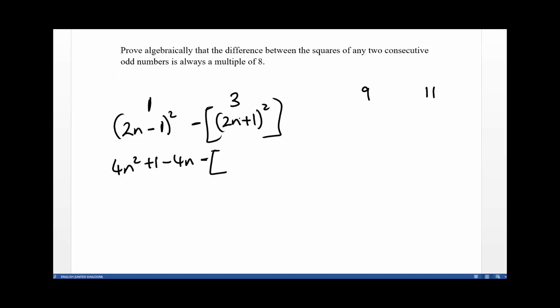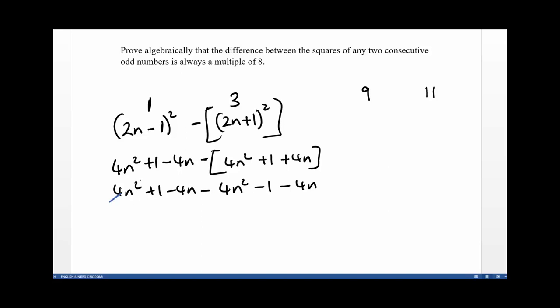We're doing this one now. 2n squared is going to be 4n squared. 1 squared is positive 1. 2n times 1 is 2n, times 2 is going to be plus 4n. Now you should already know that the signs inside of the bracket are going to change because we have a negative sign outside. Let's do that now. That's going to become minus 4n squared minus 1 minus 4n. And let's bring down these ones here. 4n squared plus 1 minus 4n.